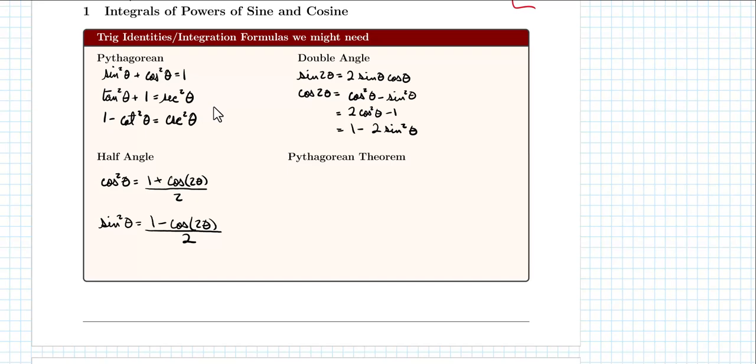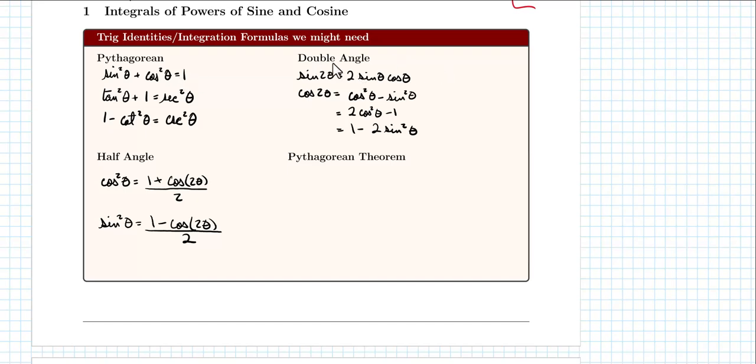Now, as I mentioned in previous recordings, really, the only Pythagorean identity that you need to remember is that sine squared plus cosine squared of an angle is equal to 1. The other two come from this formula. You just need to divide by either a cosine squared or a sine squared.